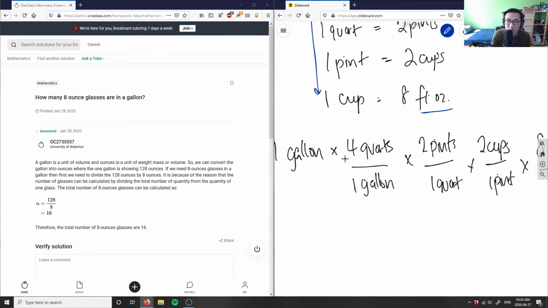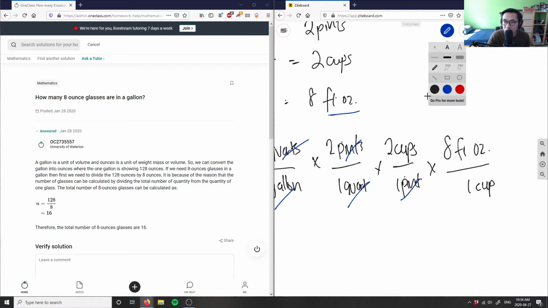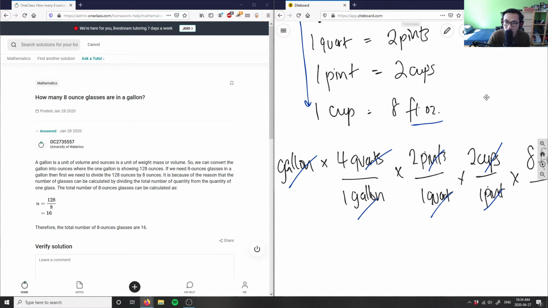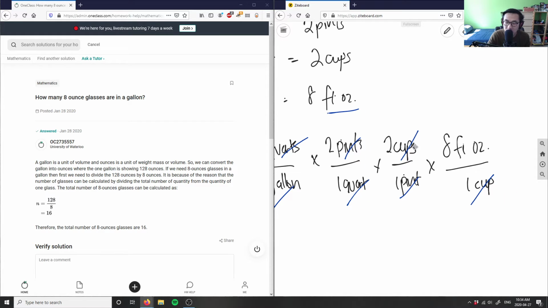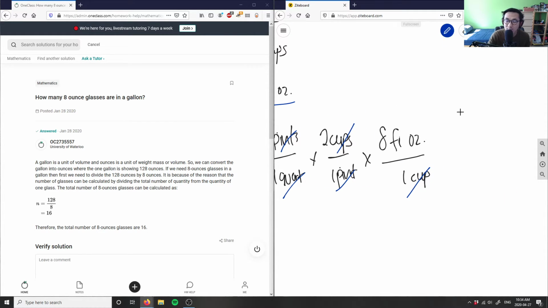right? So we have 1 gallon. My gallons are going to cancel out here. My quarts are going to cancel out. Pints are going to cancel out. And my cups are going to cancel out here, which will leave me with fluid ounces. That's my unit of interest here. So I have 1 times 4, which is 4, times 2 is 8, times 2 is 16, and then 16 times 8 is going to be how many fluid ounces I have. Let me do that quickly. 16 times 8 would equal 128 ounces. 128 fluid ounces in 1 gallon, right? So I have 128 fluid ounces here.